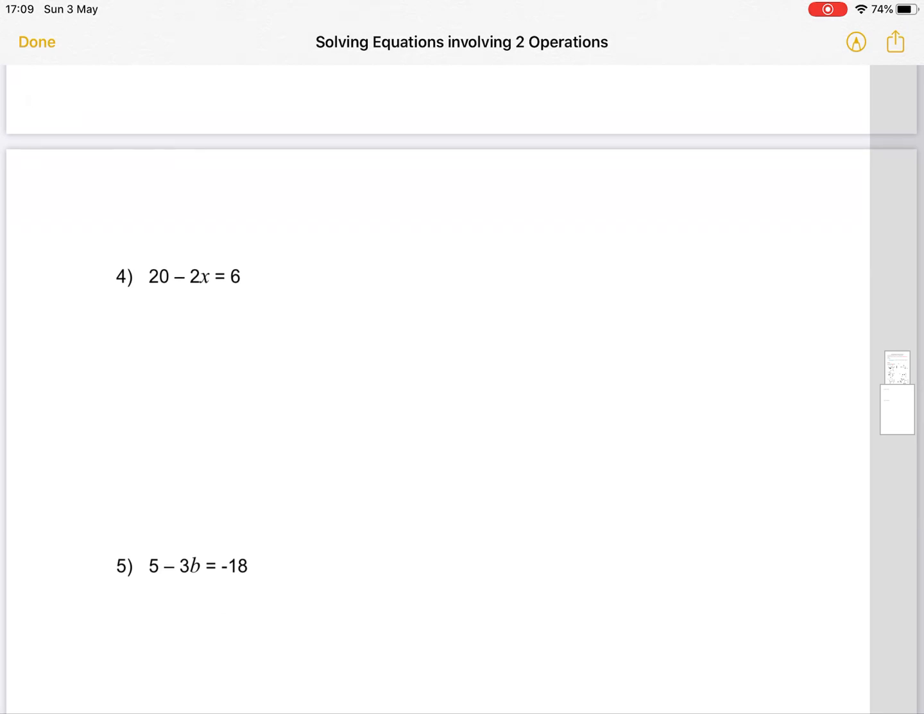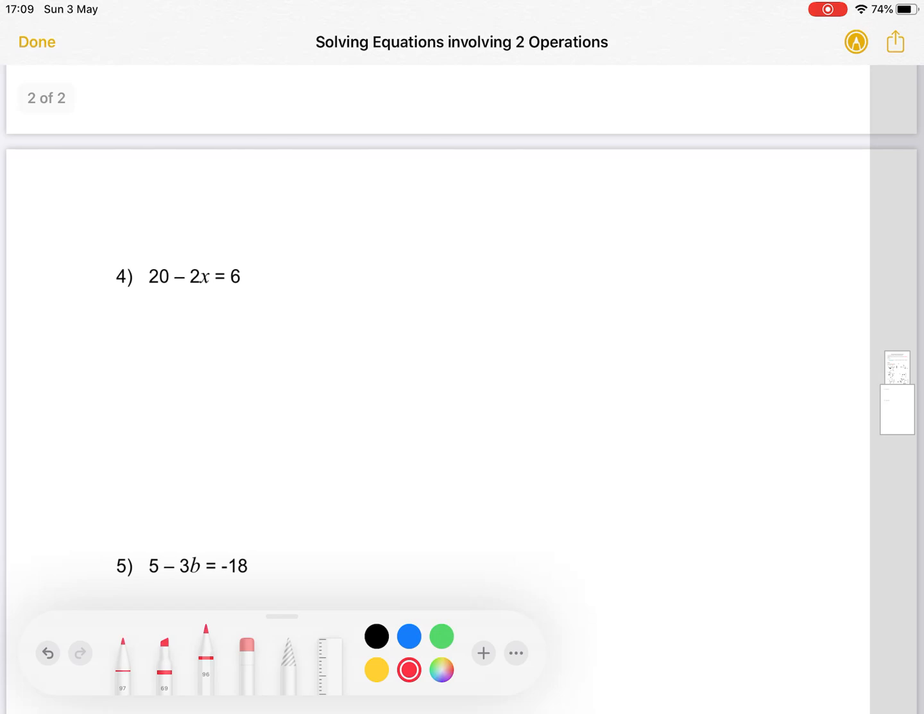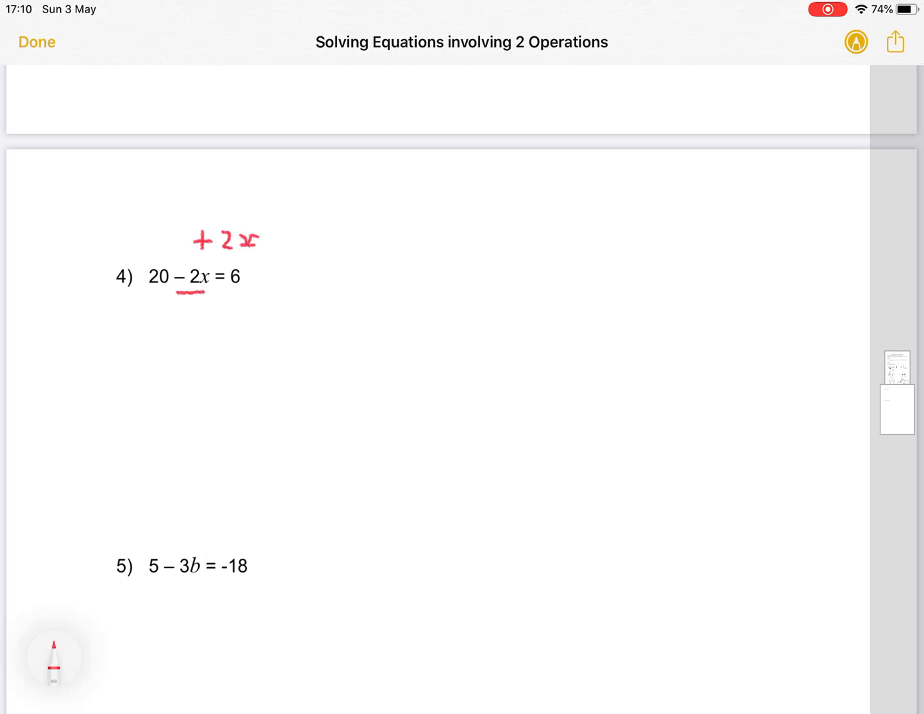Now, number 4. In number 4, we have solve 20 minus 2x is equal to 6. Now, as we did last time, we don't need a negative 2x, we need a positive 2x. So first, in this case, we must remove the negative 2x. The opposite of negative 2x is positive 2x on the left and positive 2x on the right. We end up with 20 is equal to 6 plus 2x.